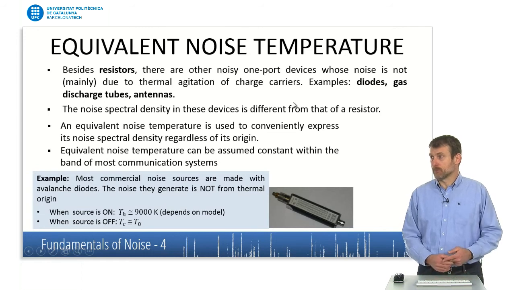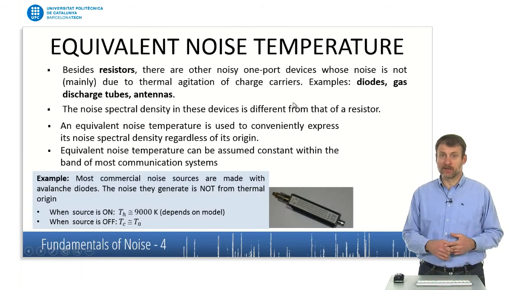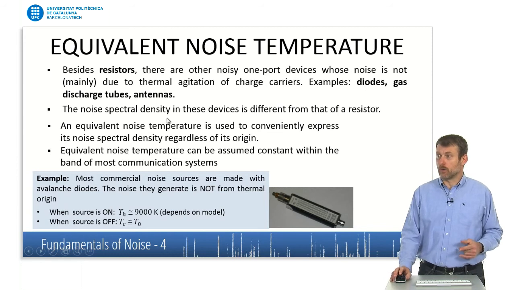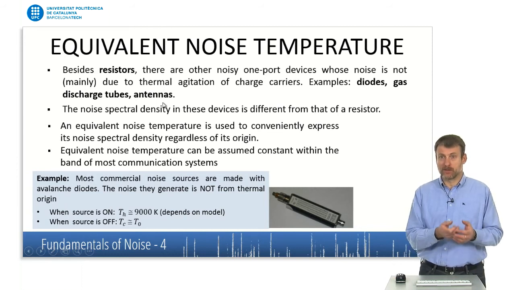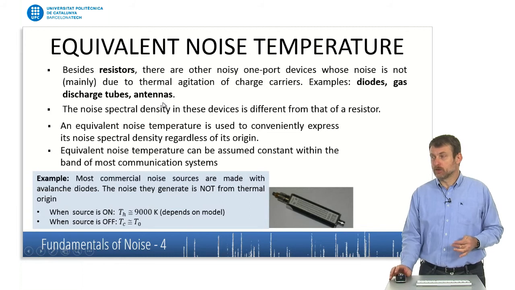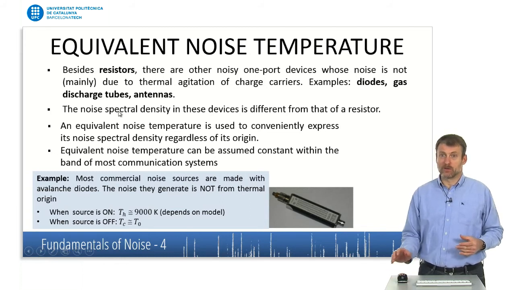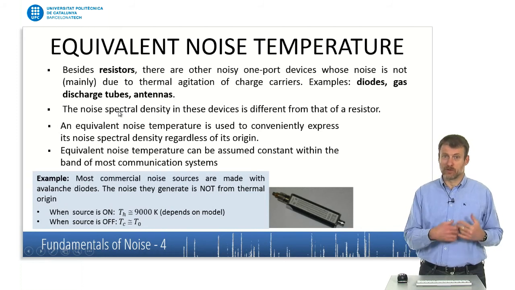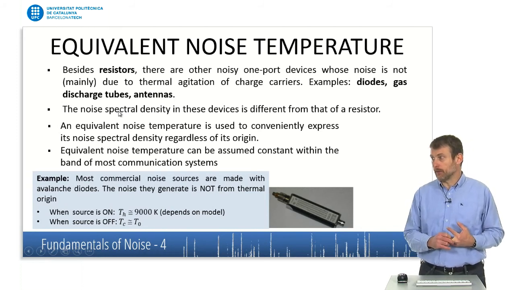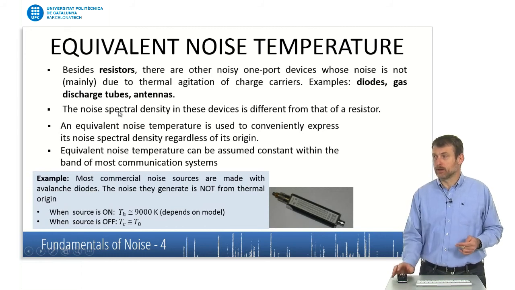Now, besides resistors, there are many other devices that can produce noise. There are many one-port devices that can produce noise, for example, diodes or antennas. Those are one-port devices that if we connect measuring equipment to them, we will measure noise. Now, this noise is not pure thermal noise, right? It's not the same type of noise that resistors produce. However, it's very convenient to use temperature to characterize this noise.